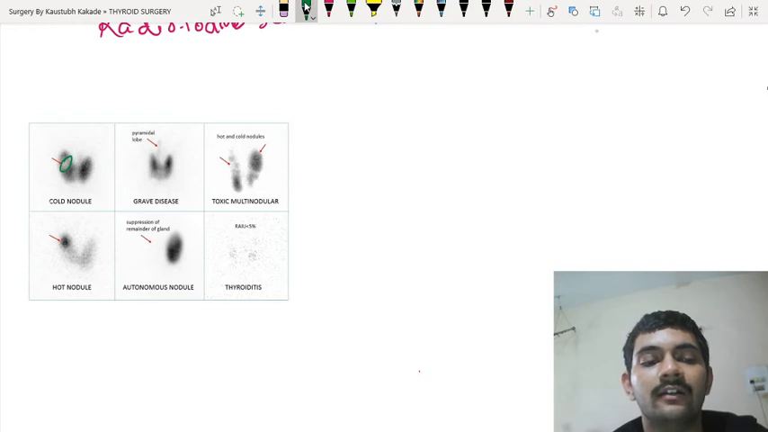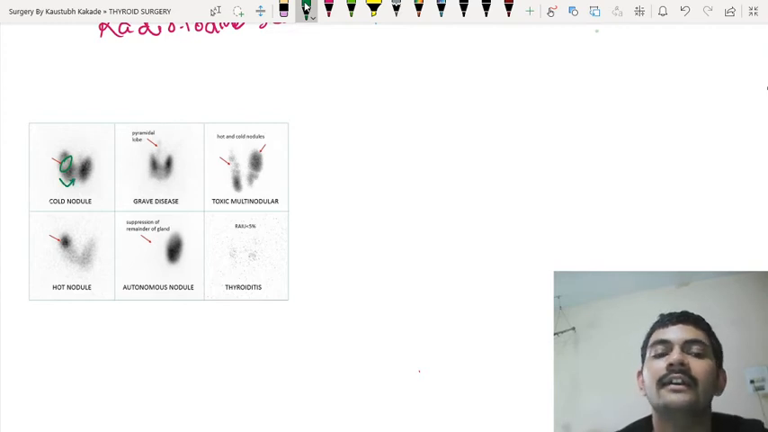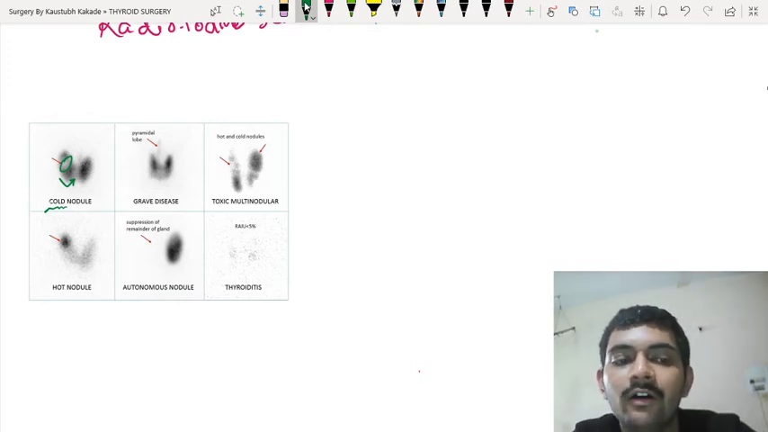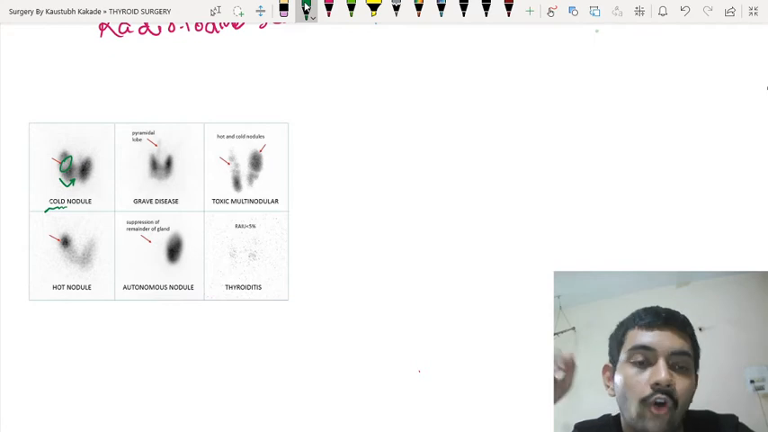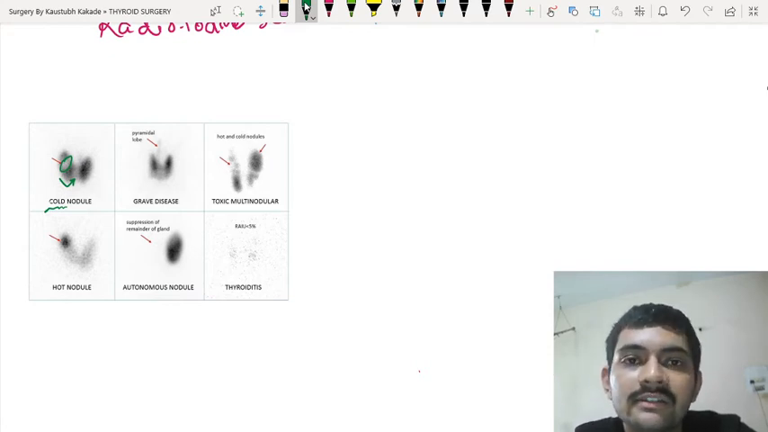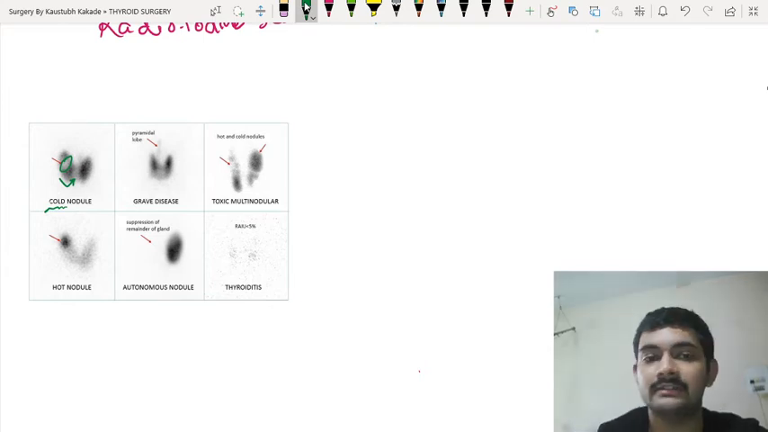Here if you check the iodine scan, then what you get is that the other parts of the thyroid are taking the dye, but the nodule itself is not taking the dye. This is called a cold nodule. Now tell me, if a nodule is cold, it is not taking dye, but still the patient is hyperthyroid.